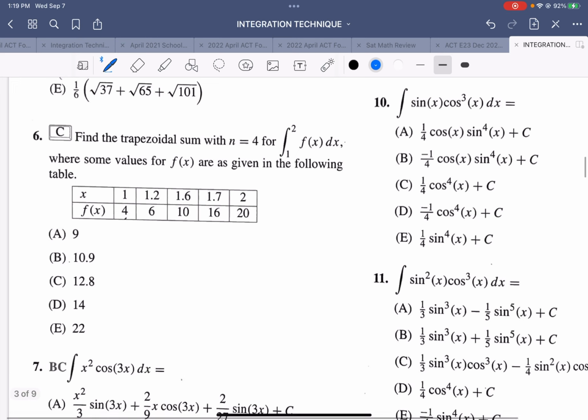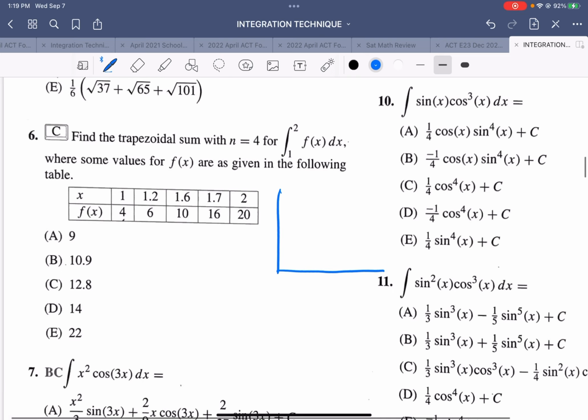Now number 9, find the trapezoidal sum with n equals 4. So you have 4 trapezoids from 1 to 2, integral of f of x dx, where some values of f of x are given in the following table. Okay, so what you're going to do is sketch it, because you want to visualize first.